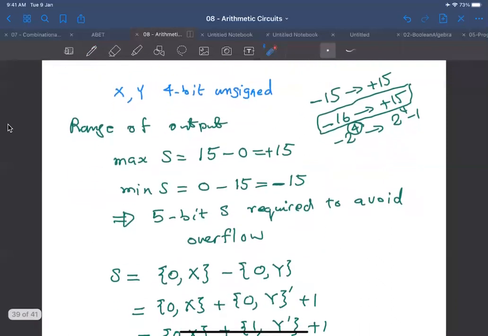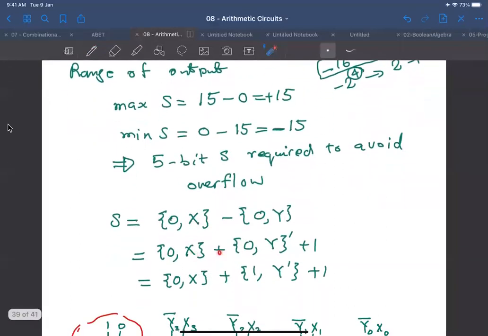So the problem becomes like this. My S is equal to 0 concatenated with X, which is 4 bits, and with this 0 it becomes 5 bits, minus 0 concatenated with Y. Now using 2's complement, I can convert this subtraction to an addition problem. So this is 0X plus 0Y complement plus 1. Now I can complement this 0 to become a 1, take Y complement here, and then add 1.